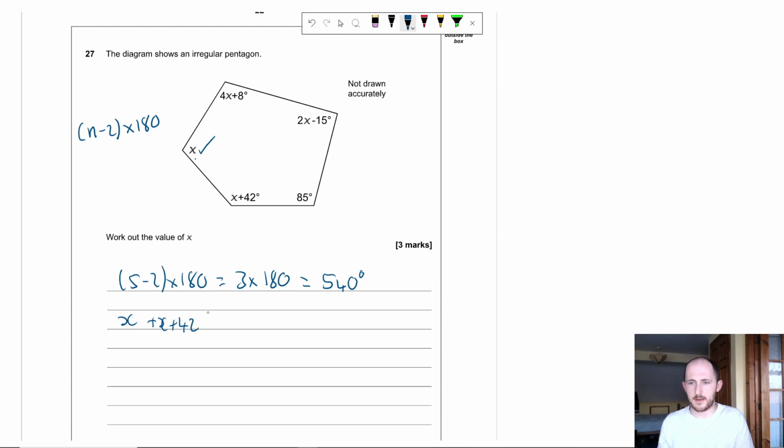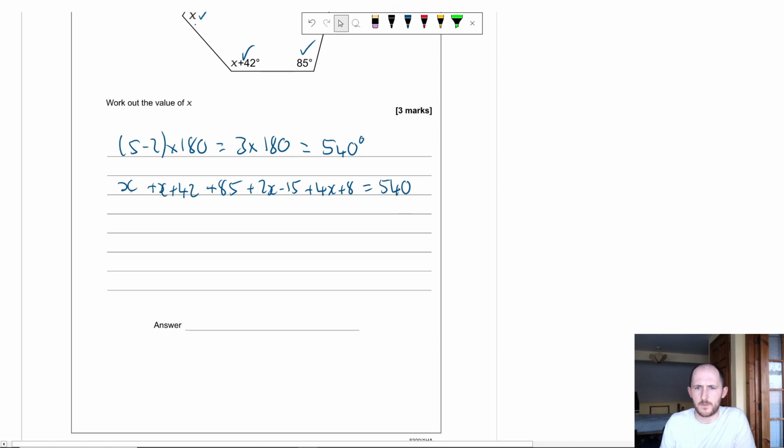It'd be kind of embarrassing if I get my own paper wrong. Plus 85, plus 2x minus 15, plus 4x plus 8 equals, and I'm going to take it off, 540. So now I'm going to gather all of my x's together. That's 1x, 2x, 4x, 8x. So we're going to have 8x.